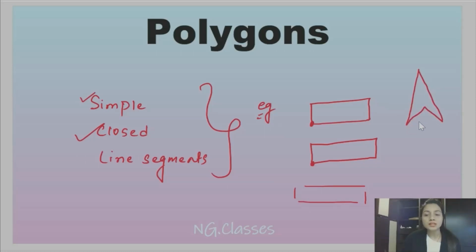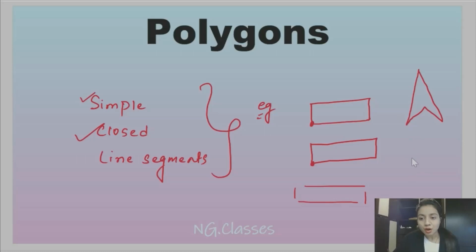Whether it's a polygon or not. So let me check the first criteria, that is simple curve. Whether it's a simple curve or not, while drawing this one, I have not crossed myself. So yes, it's a simple curve. Now what about closed curve?